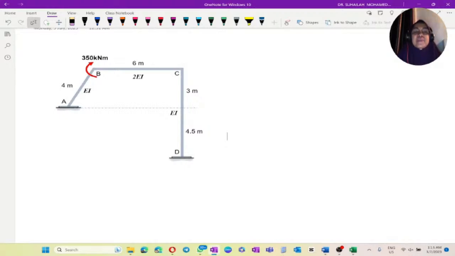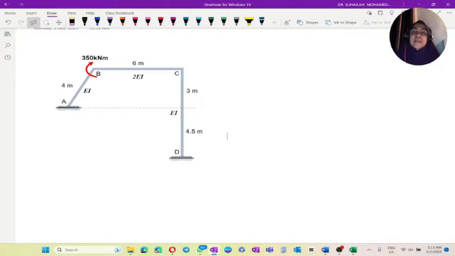And since the frame is subjected to an applied moment at B of 350 kilonewton meter clockwise, and since the frame is unsymmetrical, there will be sidesway as well. So we are going to analyze this. To analyze this using the moment distribution method, we have to divide the analysis into two parts.